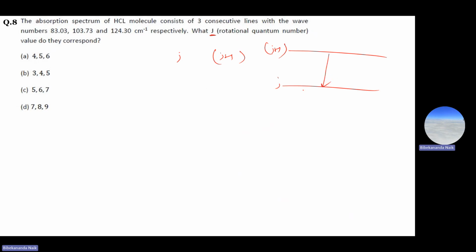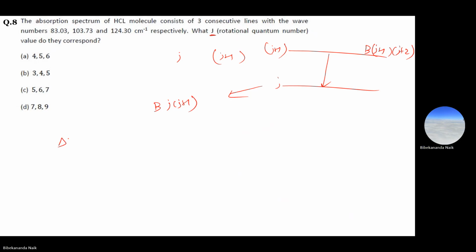Now for this J level, the energy will be B J into J plus 1. And for this J plus 1 level, the energy will be B into J plus 1 into J plus 2. Isn't it? Because here the value is J, but here it is J plus 1, so in place of J we put J plus 1, and J plus 1 plus 1 is J plus 2. So these are the 2 values.